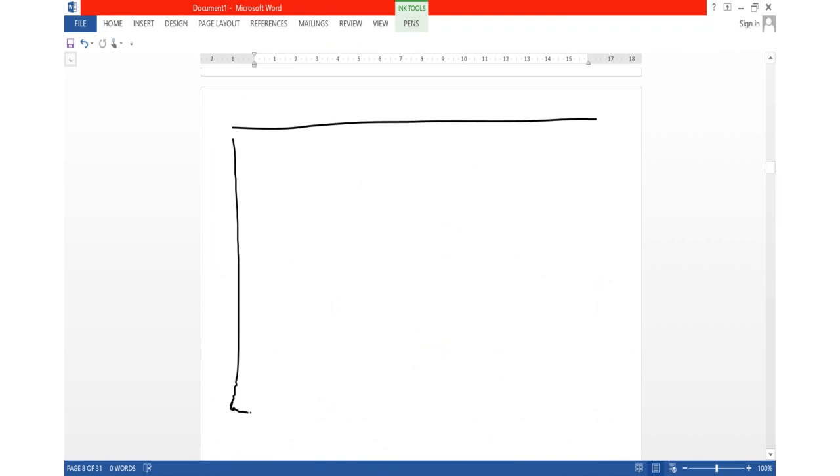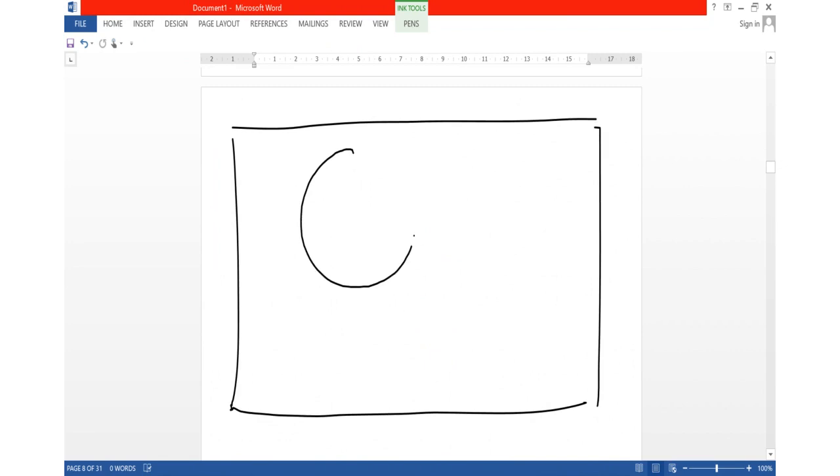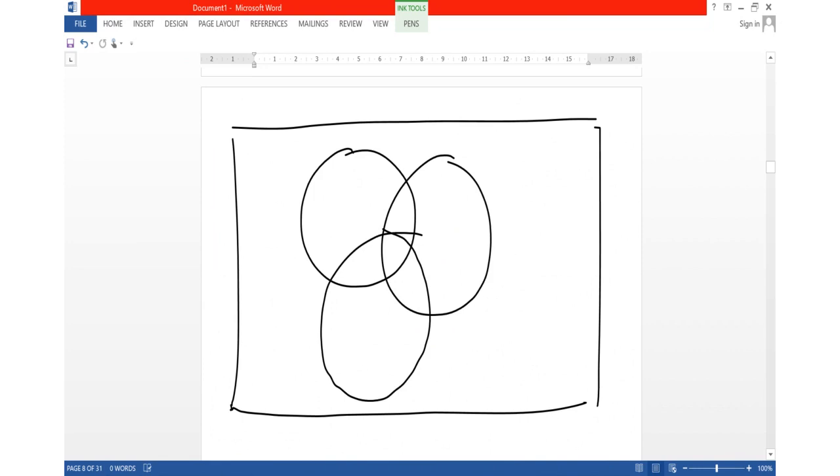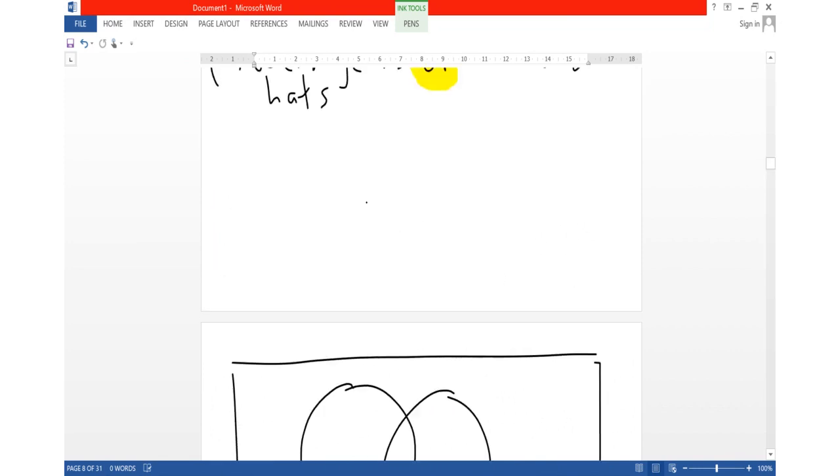Always start with the rectangle. You can do this one, then do that one, then we do that one. You don't need to use a compass to name. You can just sketch. So let's see what we have here.